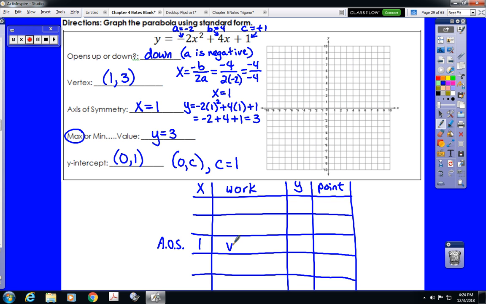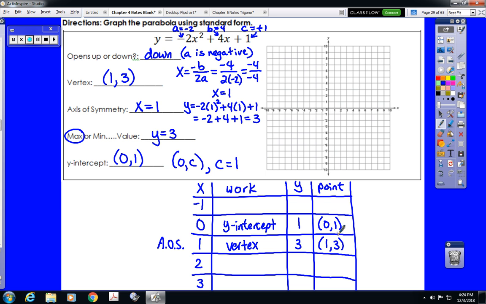We already know that that results in the vertex, and we already know that the vertex has the coordinates 1, 3. So that row is already done. We've already done that work. Now here's the beauty. The two numbers below that would be 0 and negative 1. The two numbers above that would be 2 and 3. We already know the y value for the y-intercept, which is when x equals 0, is 1.